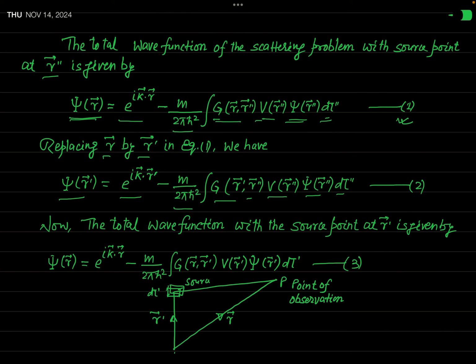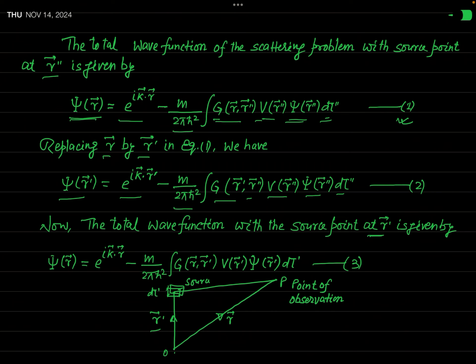Now, if we want to write the total wave function of the source point, which is located at r double dash, not at r dash, not at r double dash. So see this figure, this is again the arbitrary origin, but now the source point is located at r dash instead of r double dash.